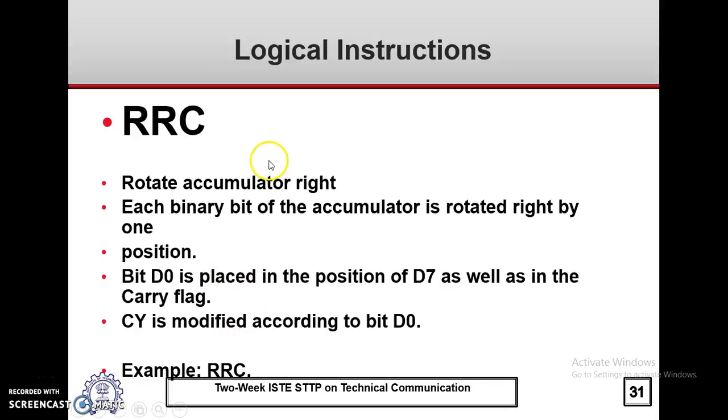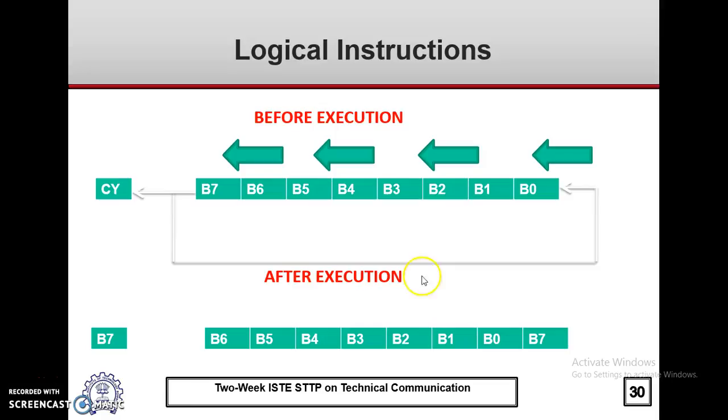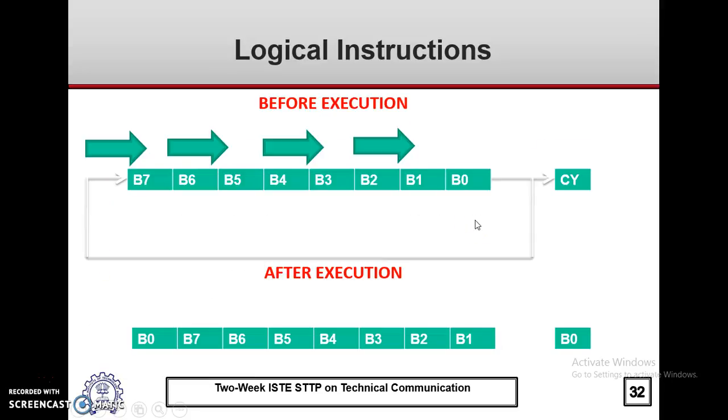RRC: rotate accumulator right. Each bit of the accumulator is rotated right by 1 position. Bit D0 is placed in the position of D7 as well as in the carry flag. The carry flag is modified according to the bit D0. Okay, now this one is D0. After execution of this instruction, each bit will move to its right. D0 moves to the carry as well as to the D7 position. So this is the status after execution of the rotate right instruction.